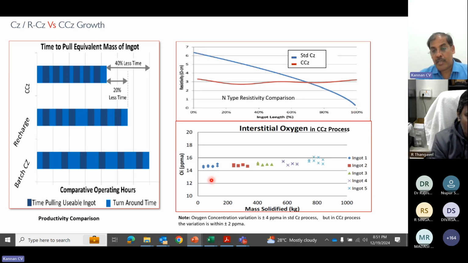And if you see here, the carbon and oxygen concentration is also maintained at relatively the same level, instead of going high, low, then high from the top. The oxygen concentration is maintained low, and the resistivity is also maintained. By doing continuous CC, you can maintain all the performance parameters, so that you can get higher efficiency cells.